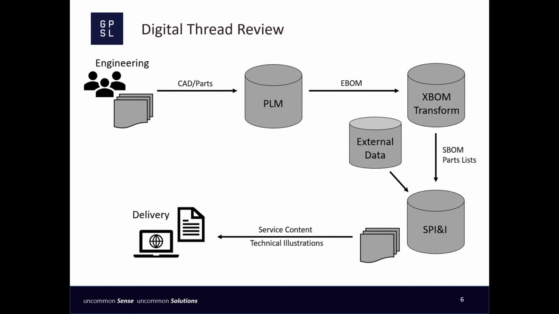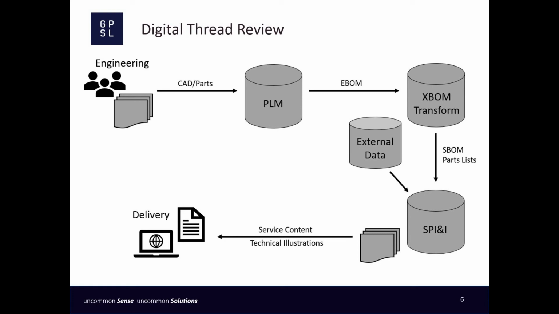To recap, the engineering CAD data enters the PLM system and is saved as part objects and the engineering bill of materials. A service bill of materials is created from and associated to that engineering bill of materials. Parts lists are also generated from the engineering bill of materials. We then associate the service content with the parts on the service bill of materials. These are connected back to the engineering bill of materials, which is connected all the way back to the engineering CAD.